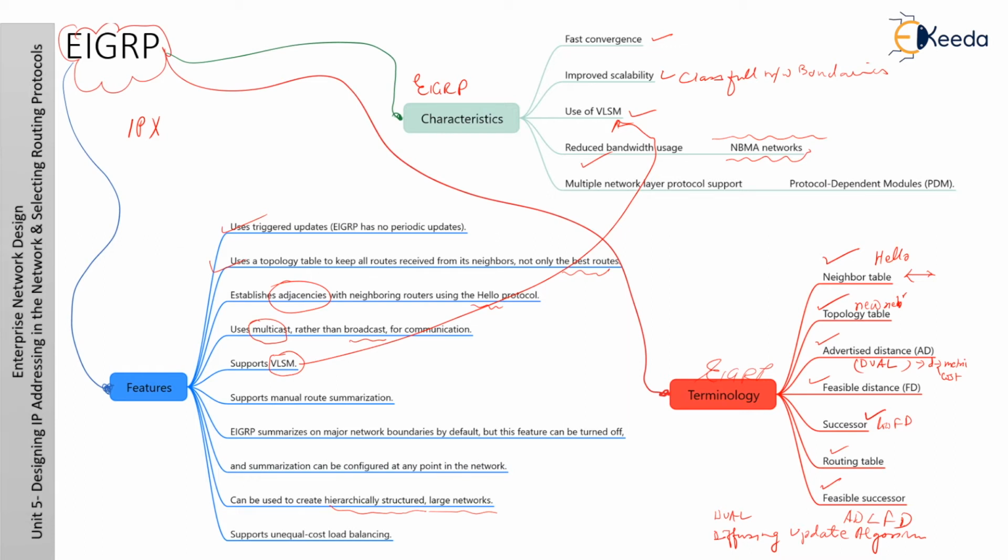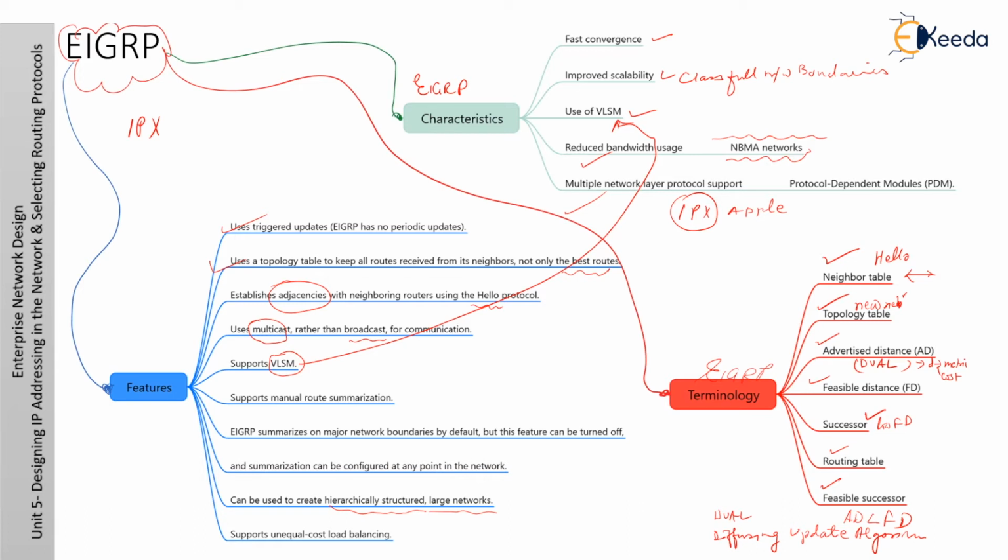Now come to multiple network layer protocol support. EIGRP supports multiple network layer protocols through protocol dependent modules, that is PDM. PDM includes support for IP version 4, IP version 6, IPX and AppleTalk. IPX and AppleTalk are proprietary protocols traditionally used with networks. IPX is a protocol very similar to IP, but it is an old protocol.